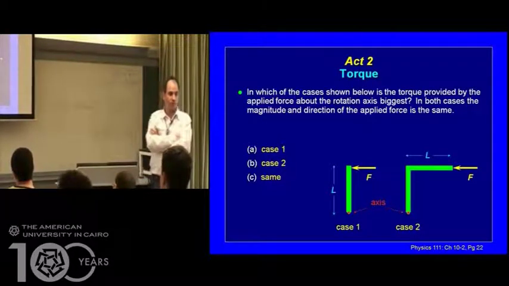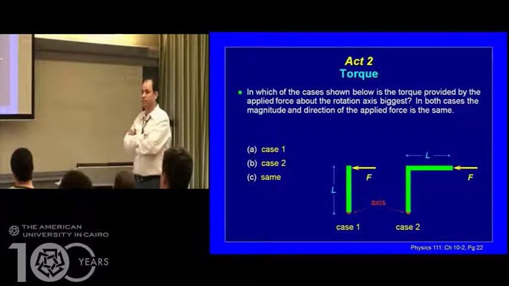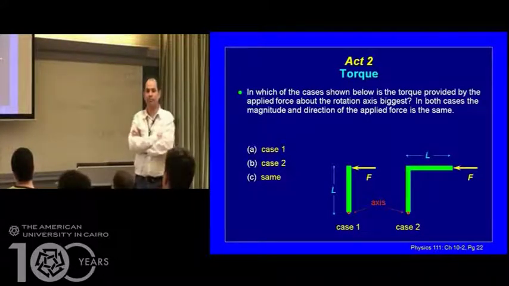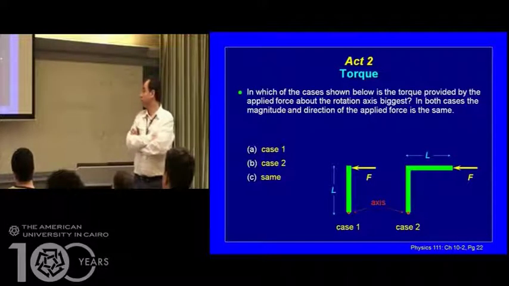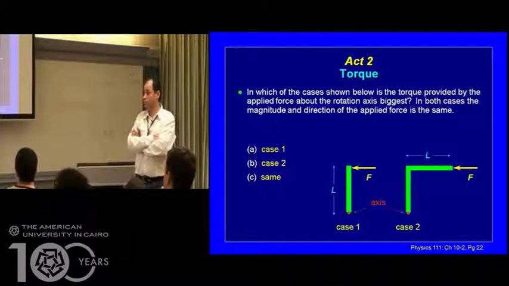Mustafa. They will have the same torque. Not that good. Vanessa, the same. Case 2. Amira. Kurdi, case 2. Heidi, the same. It's clear to us that we did not agree on the answer yet.